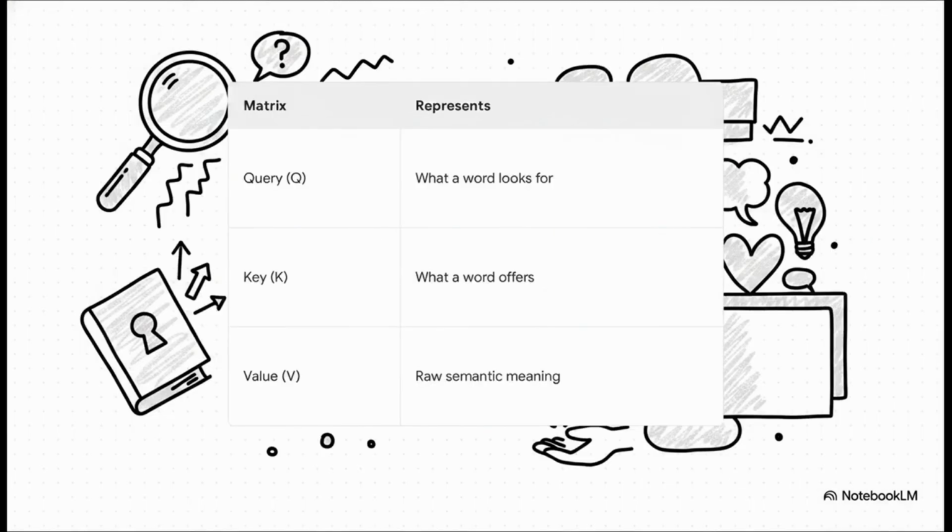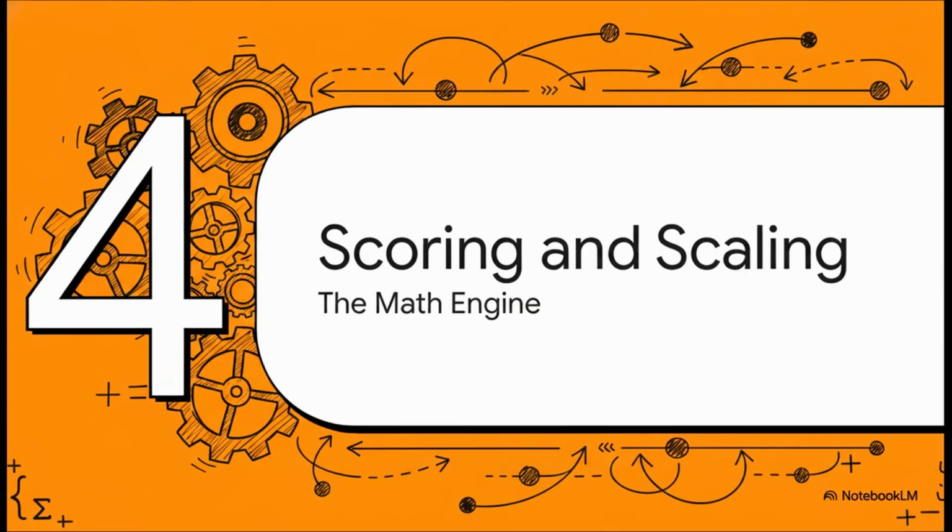To humanize that abstract math just a bit, I like to think of these matrices as a conversation. The query matrix is what a word is looking for, basically a word asking the rest of the sentence a question. The key matrix represents what a word has to offer, so it's providing the answer. And then the value matrix just holds the raw semantic meaning of the word itself. Next up is scoring and scaling.